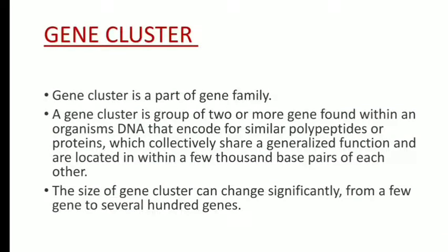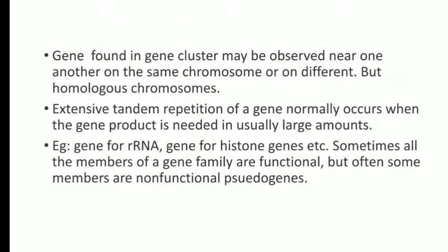Next is the gene cluster. A gene cluster is a part of a gene family, which is a group of two or more genes found within an organism's DNA that encode similar polypeptides or proteins, which collectively share a generalized function and are located within a few thousand base pairs of each other. The size of a gene cluster may change significantly, from very few to several hundred genes. Genes found in a gene cluster may be near one another on the same chromosome, or on different but homologous chromosomes.